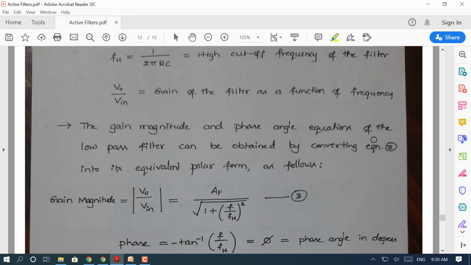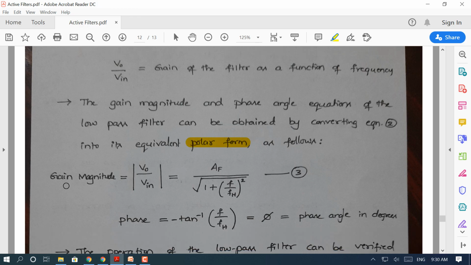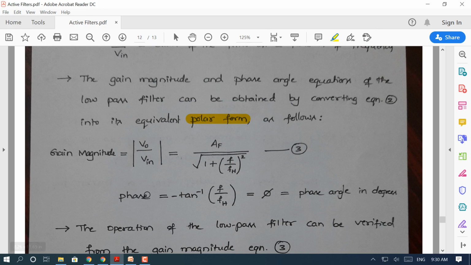and the phase angle can also be determined for the low pass filter by representing equation 2 in the polar form. So the gain magnitude now becomes: the absolute value of V0 by Vin equals AF divided by root of 1 plus (F divided by FH) whole squared. This is the gain magnitude response of the low pass filter. The phase response can be determined by obtaining the phase, which we call phi, the phase angle in degrees, which is minus tan inverse of F by FH.